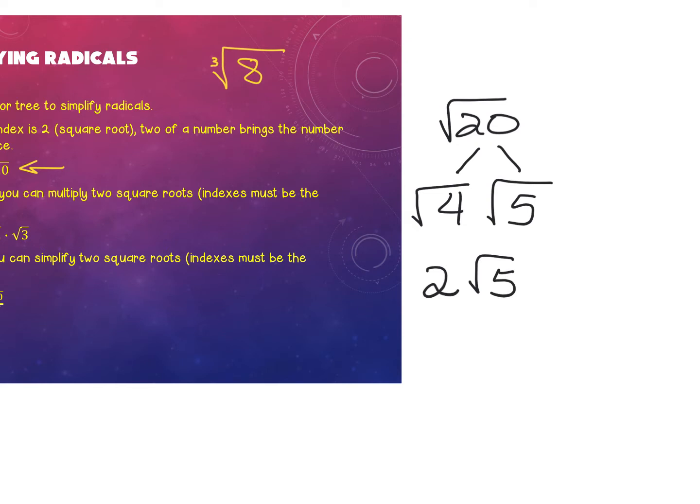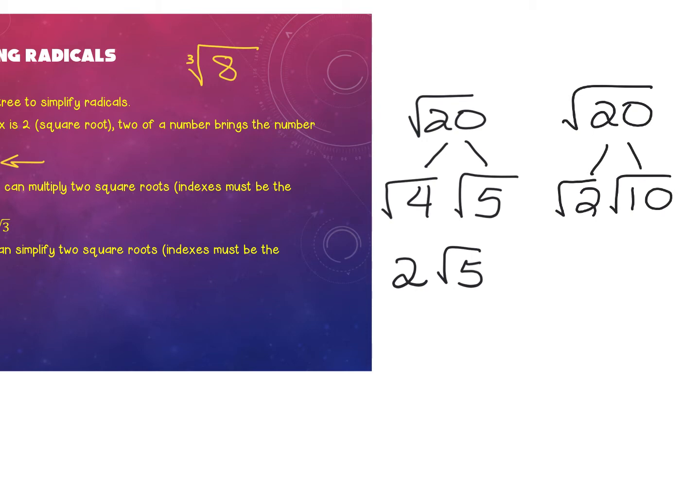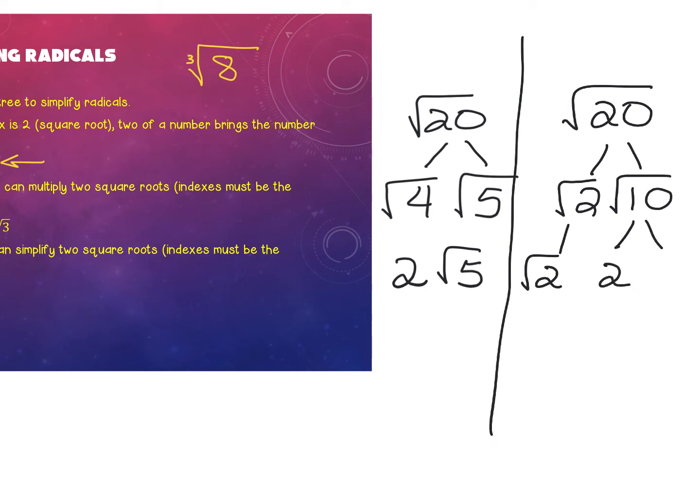Now, just to show you that you don't need to pick a perfect square as a factor, I could have also started with 2 times 10. However, 2 and 10 are not perfect. So when this occurs, what you're going to do is keep breaking it down until you have all prime factors. So 2 is prime. I'm just going to bring it straight down. And then 10 is not prime. I need to break it down into 2 times 5.